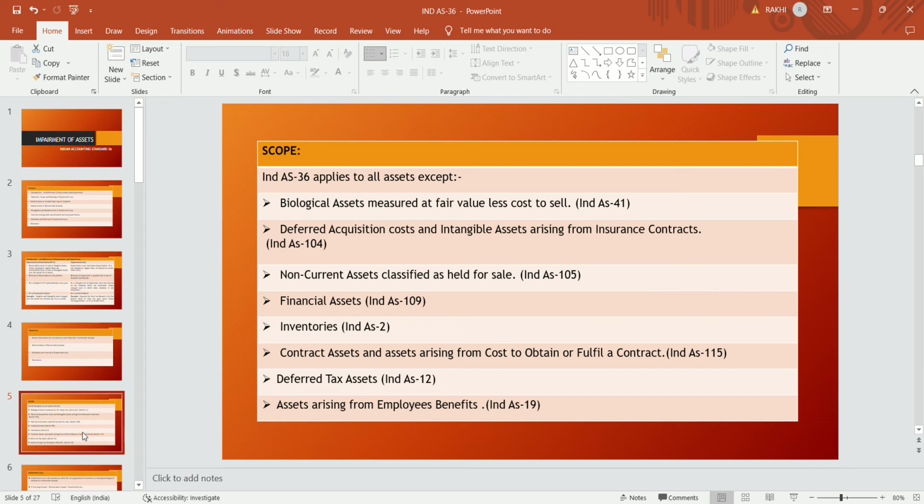And deferred tax asset: there is a separate standard for that, that is Ind AS 12, to deal with that kind of impairment. Assets arising from employee benefits: there is a separate standard, that is Ind AS 19. So all these are out of the scope of this standard, as there is a separate standard for each. Ind AS 36 applies to all assets except this negative list.